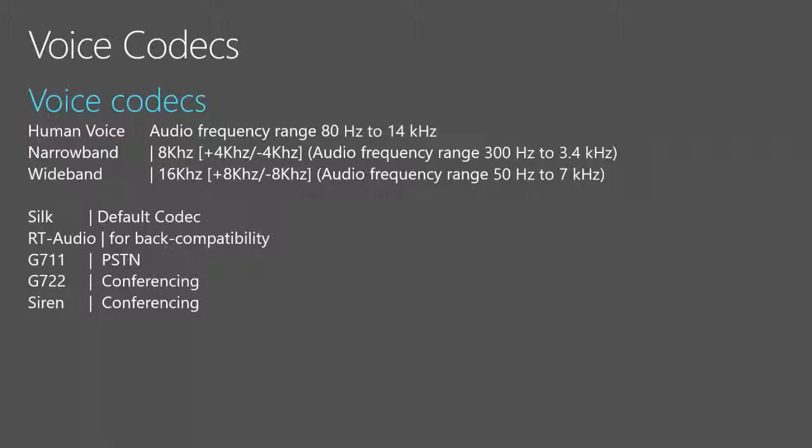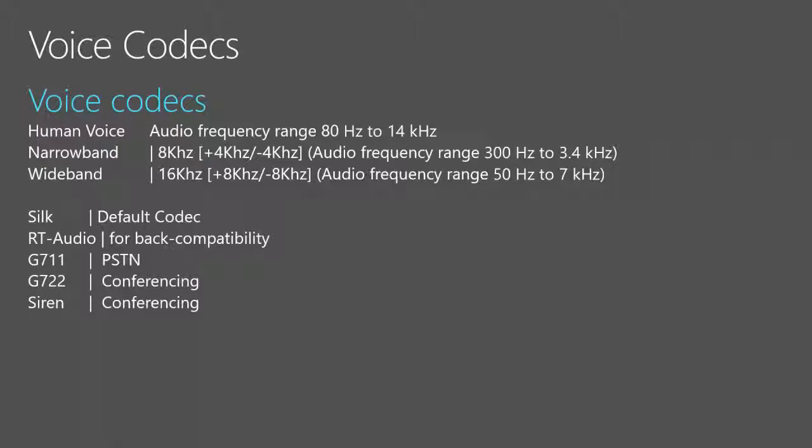As of now, for Skype for Business clients, Silk is the preferred and default voice codec. G722 is still used by conferencing. It's offered as a capability in the invite statement, but you will never see two endpoints talking to each other via G722. Never. It's only used by voice conferencing.